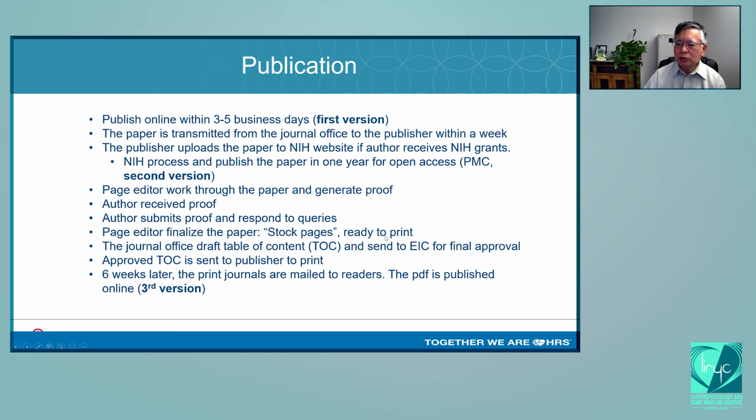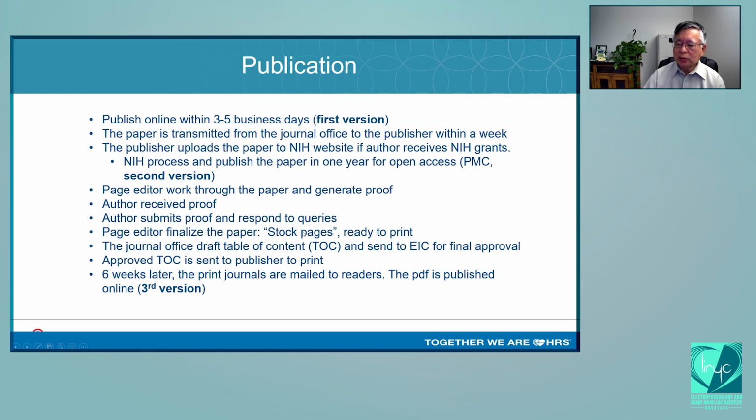These are stock pages ready to print. The journal office drafts the table of contents and sends it to the editor-in-chief for final approval. The approved table of contents is sent to the publisher to print. And 6 weeks later, the print journal is mailed to the authors. The PDF is published online. Now, the PDF will be the lead version of the journal, not the print. The PDF will be the most authentic version of the journal.